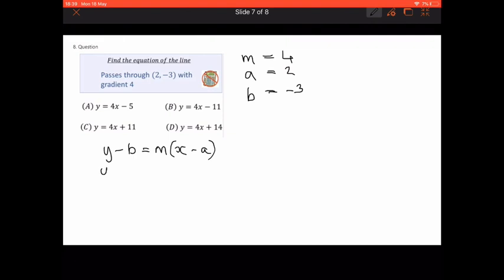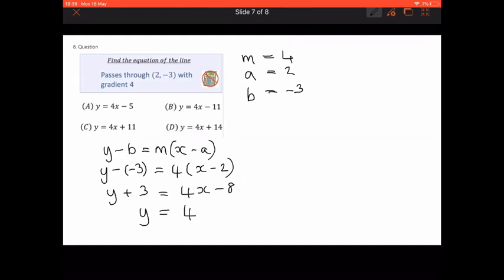So we end up with y minus -3 equals 4 brackets x minus 2, and we're just going to tidy that up a bit. So we end up with y plus 3, and multiply out this bracket, so we'll have 4x minus 8, and then to get it into the format y equals mx plus c, if we subtract 3 from each side, we'll end up with y equals 4x minus 11, which is option B.